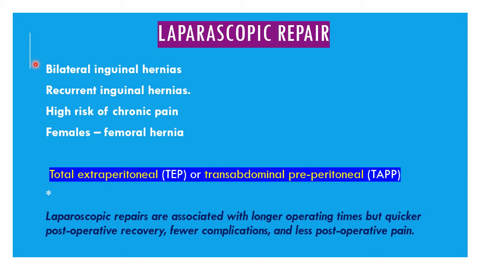There are two types of repair. One is known as total extraperitoneal repair, TEP, or transabdominal preperitoneal repair, TAPP. Both are equally good and effective in preventing recurrences, reducing the pain, and are also cost effective. In general, laparoscopic repairs may be associated with longer operative times, but quicker post-operative recovery, fewer complications, and less post-operative pain.